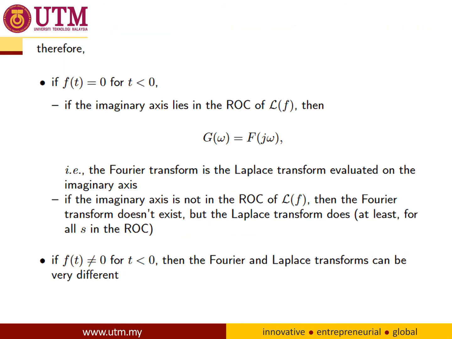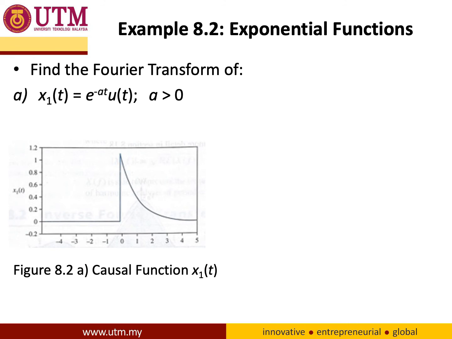Therefore, if f(t) equals 0 for t less than 0, and the imaginary axis lies in the ROC of the Laplace transform, then the Fourier transform equals the Laplace transform. If the imaginary axis is not in the ROC of the Laplace transform, then the Fourier transform doesn't exist, but the Laplace transform does. Okay, if f(t) is not equal to 0 for t less than 0, then the Fourier and Laplace transforms can be very different.